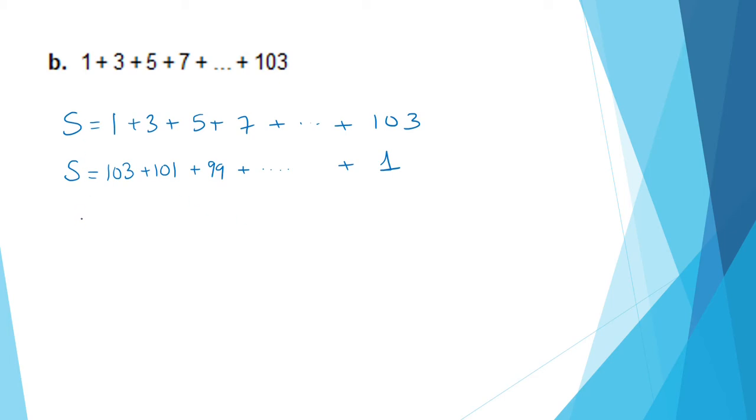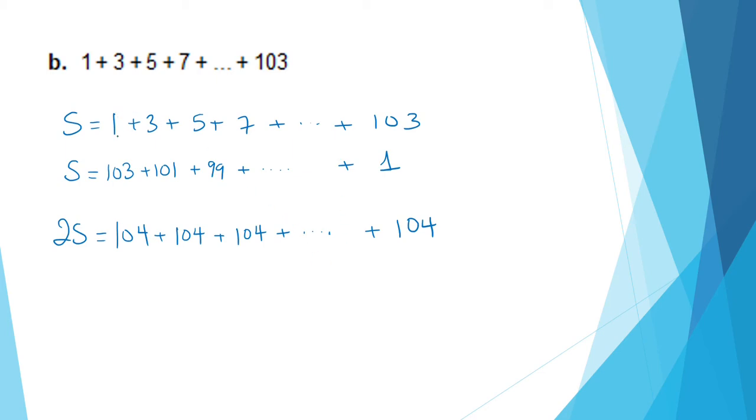Let's add this up. We have S and S gives me 2S together. And now we'll have to figure out the sum. 1 plus 103 is 104. 3 plus 101 is 104 again. 5 plus 99 is 104 again. And of course this pattern is going to continue all the way to the end. And we're going to get 104 for each of these. Now the question is, how many numbers did we actually add?